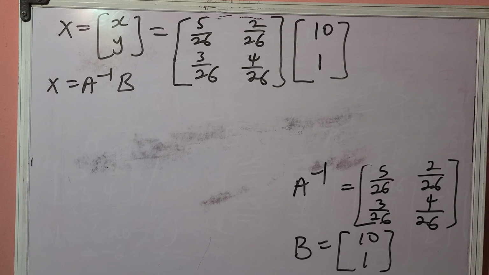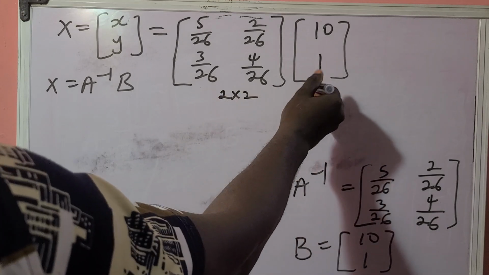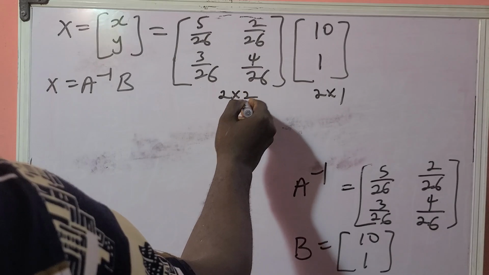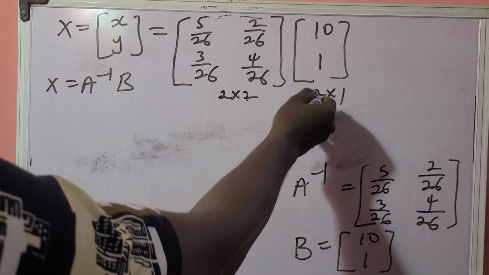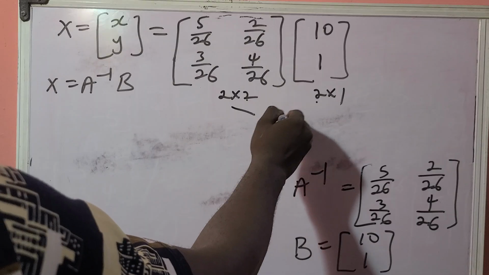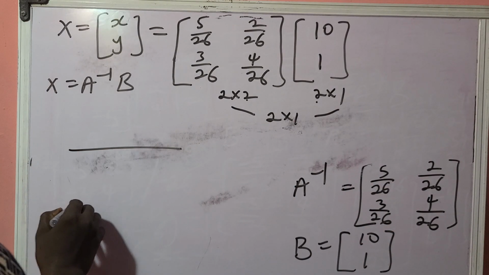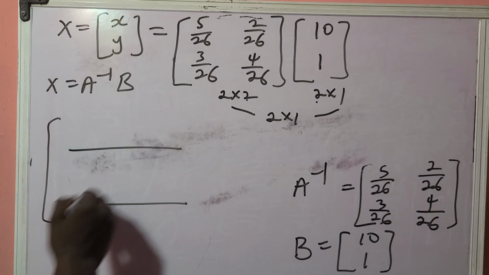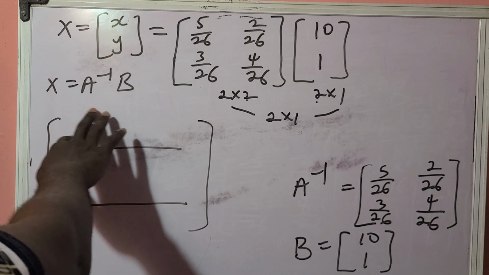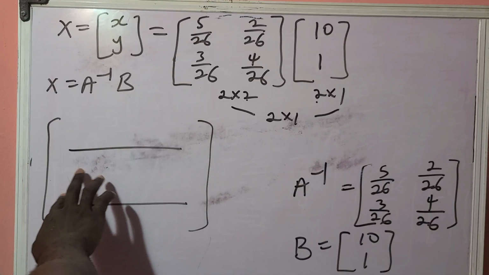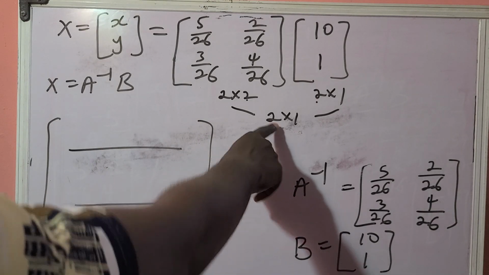So let's try and solve this. Of course, this is a 2 by 2 matrix, and this is a 2 by 1 matrix. Of course, this can be multiplied together because the column here equals the row here. And our resultant will be a 2 by 1 matrix. So we have something like this as our resultant matrix. I want to fill in the value for row 1, column 1, and row 2, column 1, which is what our resulting matrix will look like.